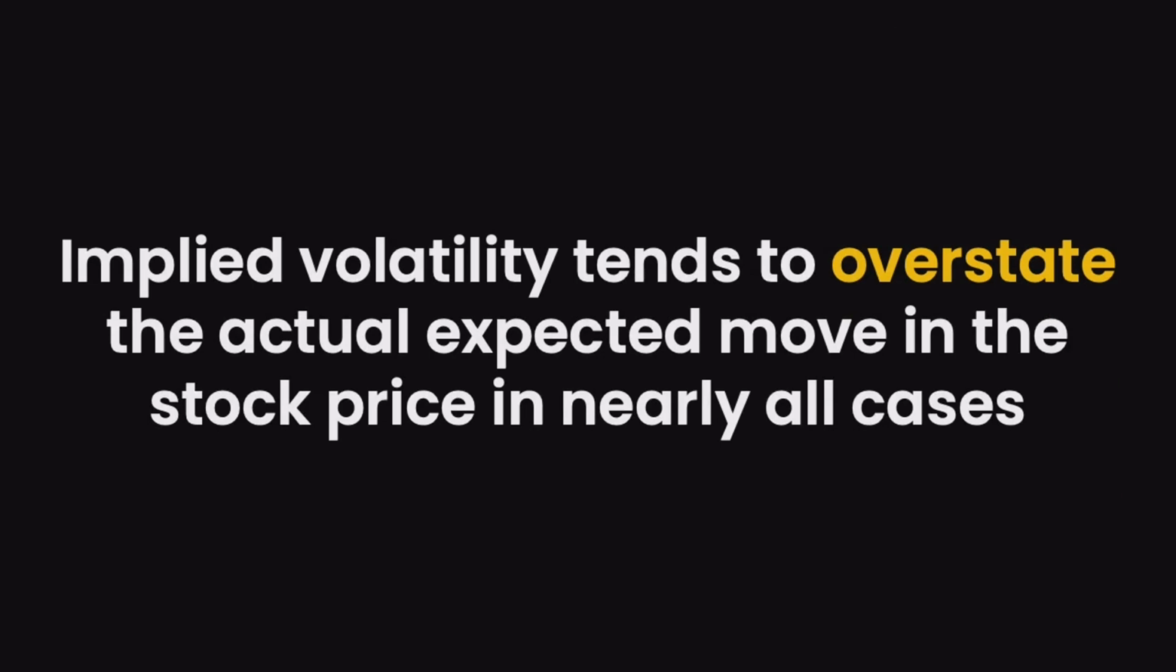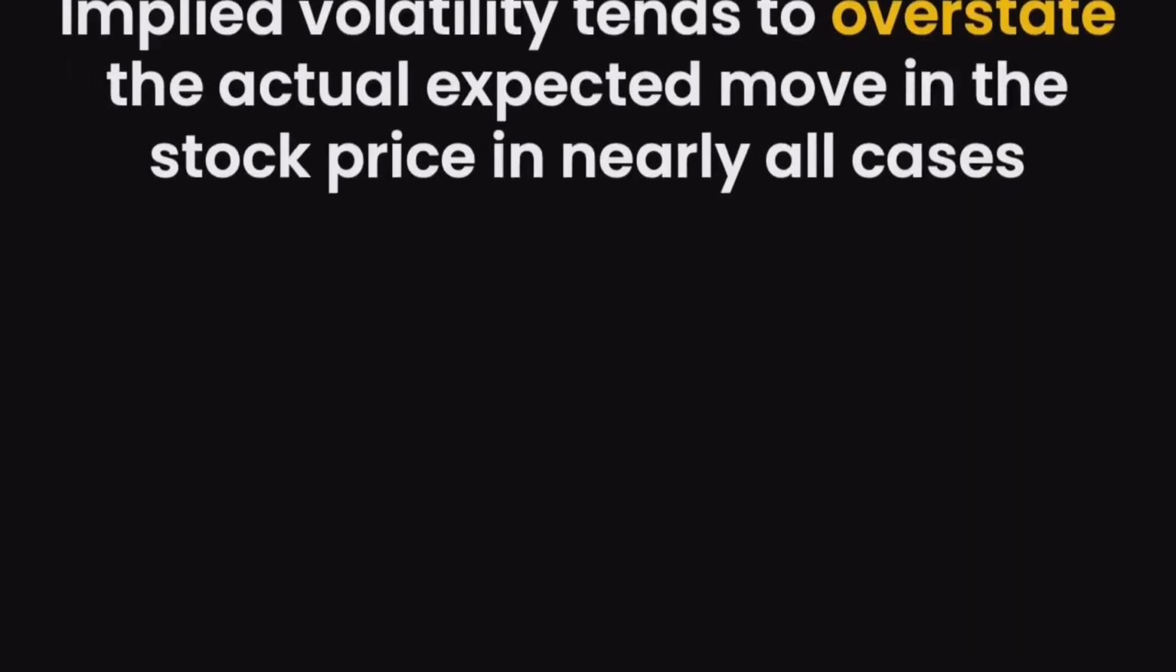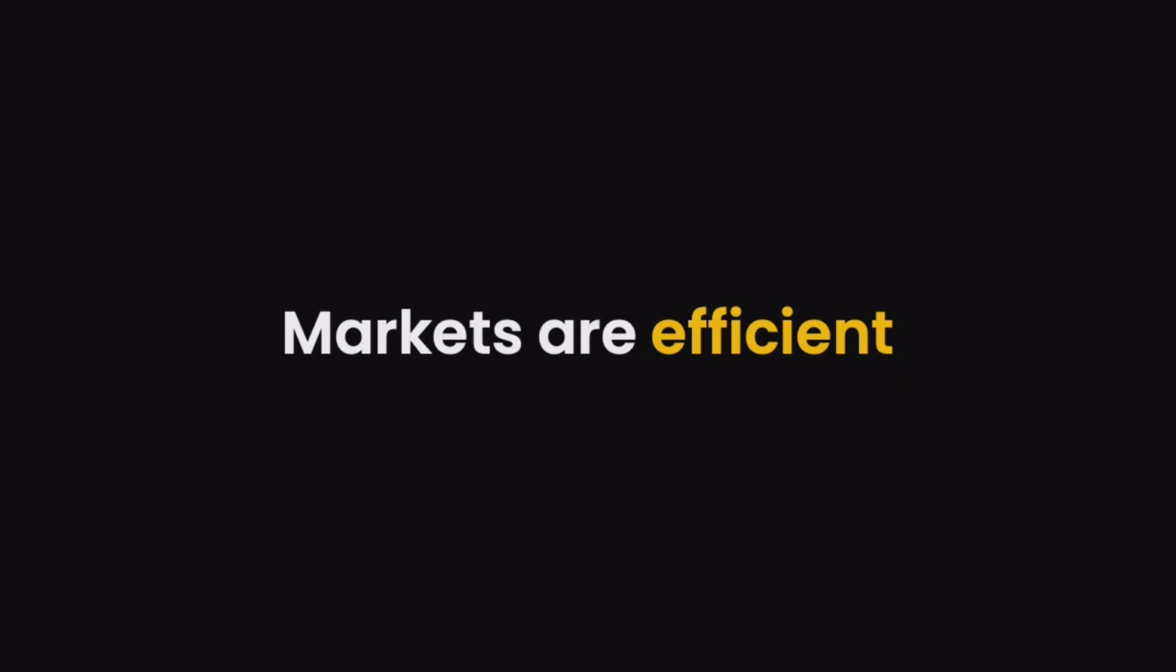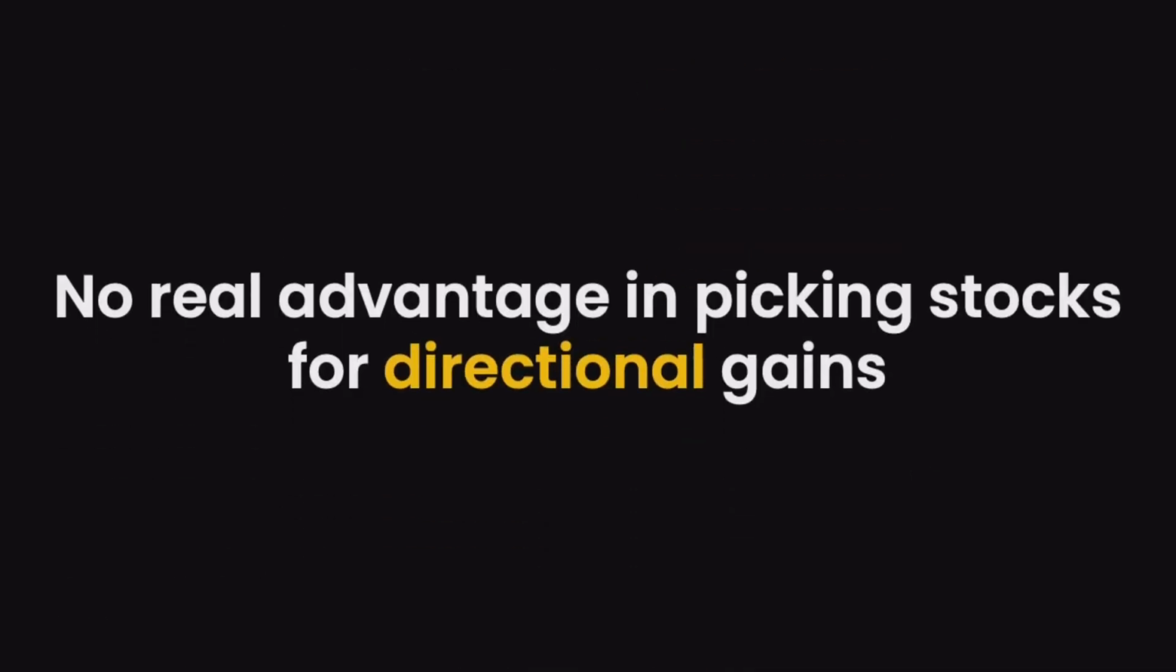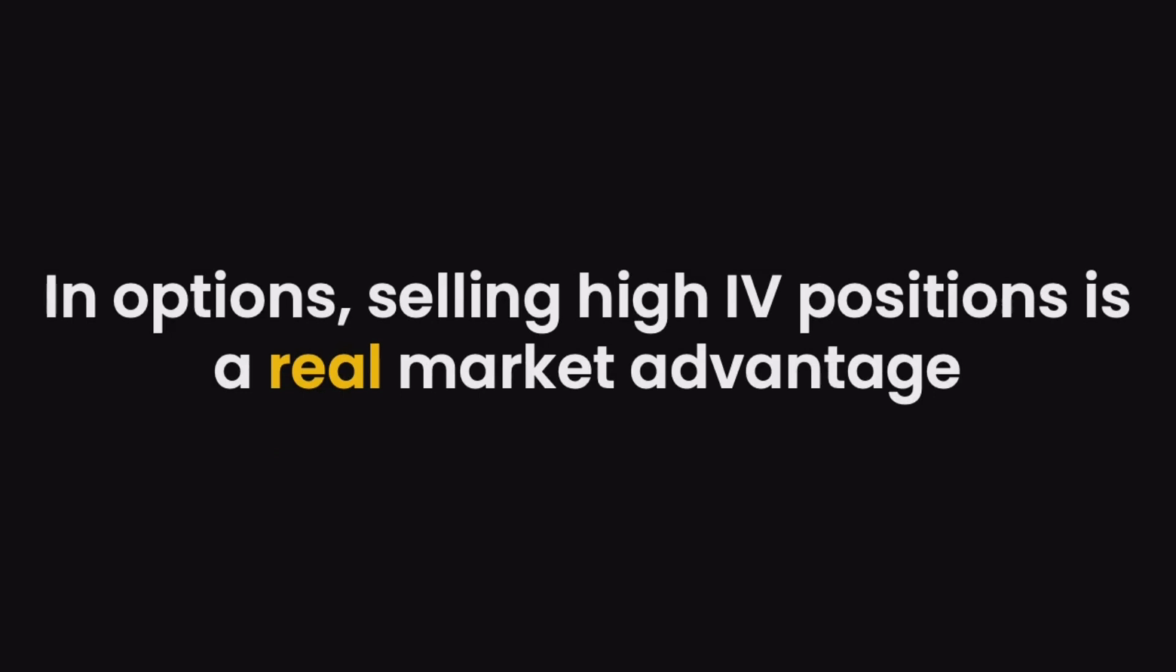As I said, implied volatility tends to overstate the actual expected move in the stock price in nearly all cases. We start with the assumption that markets are efficient, and they are efficient. We've seen it over the years that we've been working with the market. Any news gets adjusted in the price very, very quickly, creating a very stable, very efficient system of operation. So there's no real advantage in picking stocks for directional gains. Over time, this gets offset. In options, selling high implied volatility positions is a real market advantage. That's really where our edge as options traders comes in.